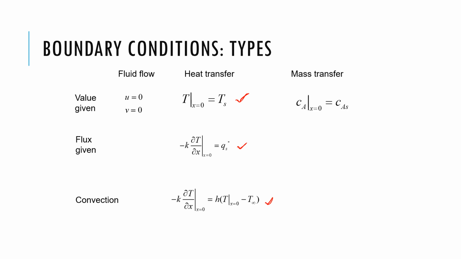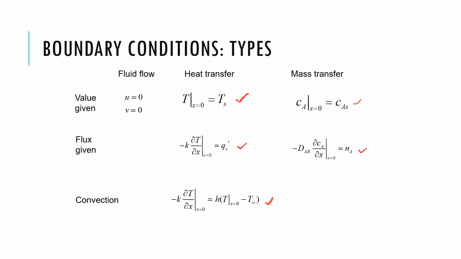And the same thing for mass transfer. So you could have a concentration given on the surface. Maybe the surface is kept at equilibrium with the surrounding air in drying. You can have flux given. Maybe the surface is impermeable because we have, let's say, an impermeable plastic or foil over the surface. So this flux is 0.